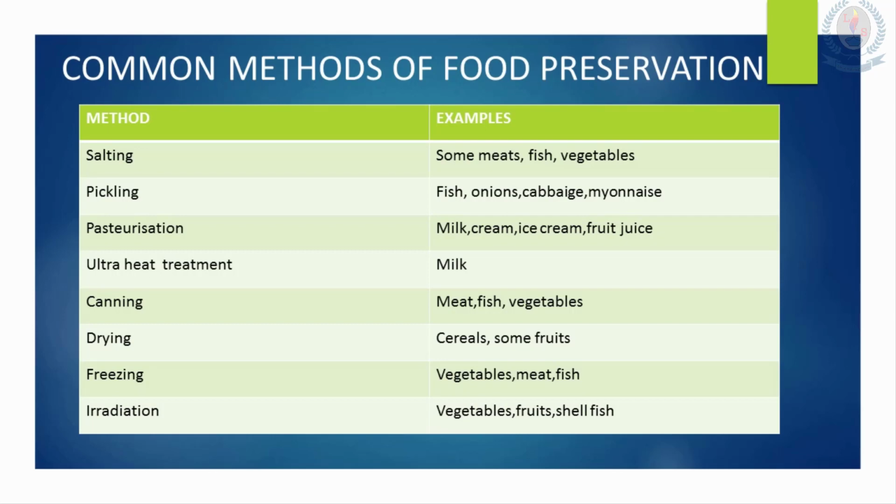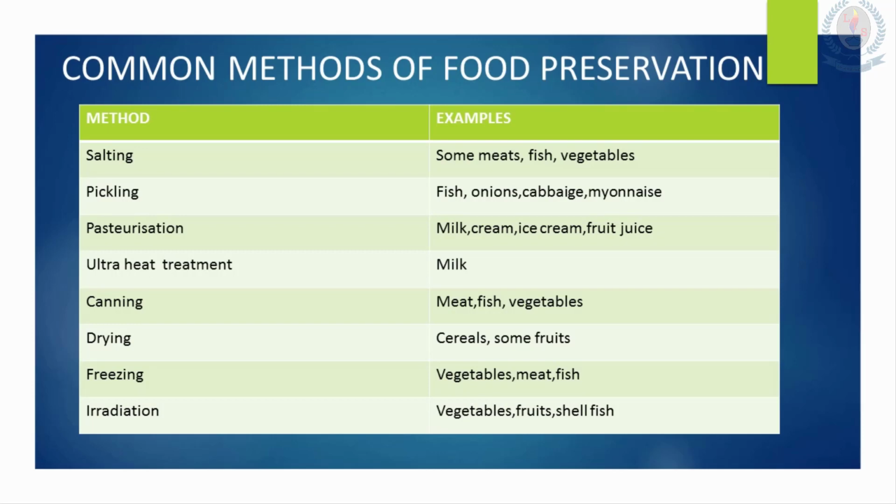And then canning. Food is packed in cans and heated up to high temperatures, and then sealed and reheated to temperatures of 105 to 160 degrees Celsius. The high temperatures kill bacteria and their spores, and the cans also prevent more bacteria from reaching the food. Examples are meat, fish, and vegetables.